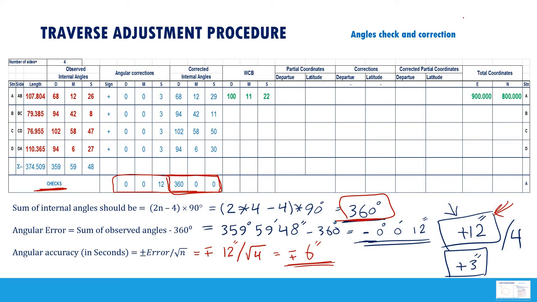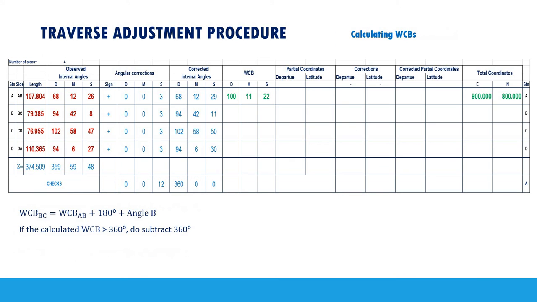Okay, now we have completed the first stage of the work, which is checking the angles and correcting them, and also we have calculated the angular accuracy. Now let's move to the second stage, which is calculating the whole circle bearings. Don't forget, the whole circle bearing is just an angle from the north to the measured line.